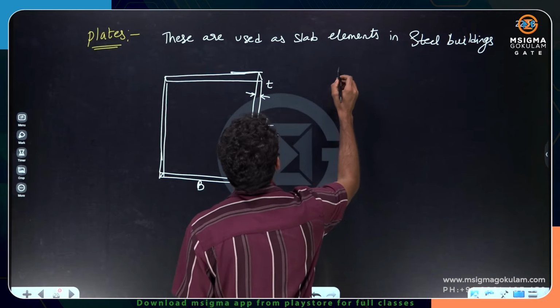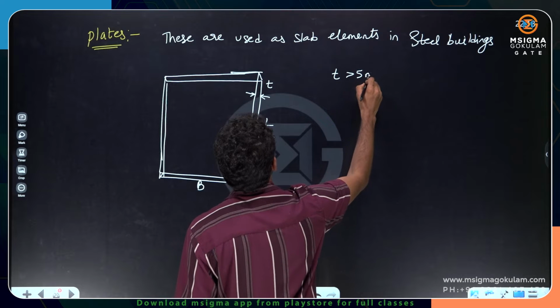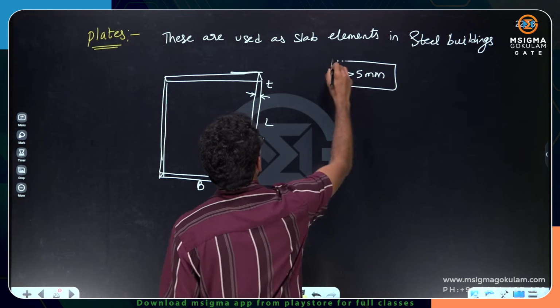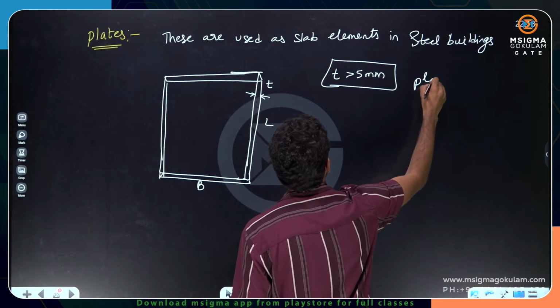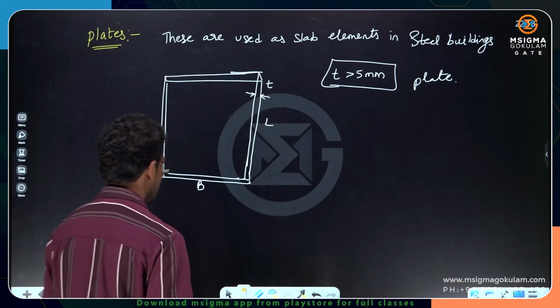To call any member a plate, the thickness should be more than 5 mm. Then only we call it a plate. And a plate has a substantially good amount of length and width. Please understand that also.